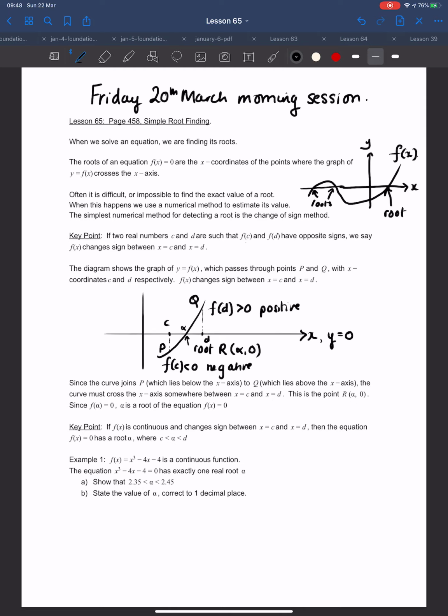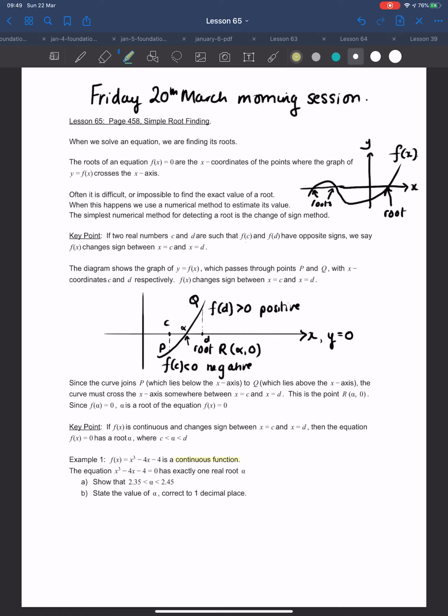This is really easy in practice. So f of x is a continuous function. The reason they've put continuous there is because there are no breaks, so it's definitely got to cross the x-axis. It's got exactly one real root alpha. By continuous, it means there's no break. So if you've got a positive and a negative, above and below the axis, it must cross it. It can't just jump without a break.